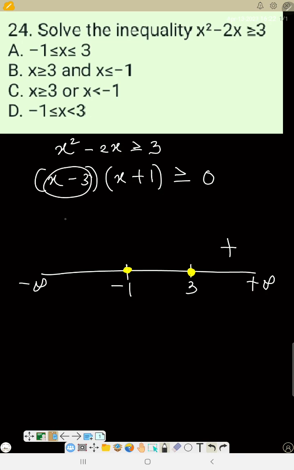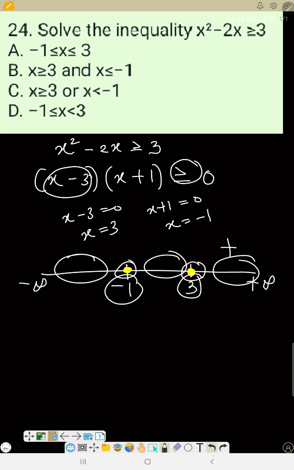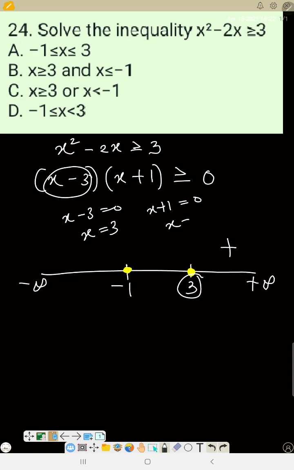Set this one equals 0: s minus 3 equals 0, s equals 3. Again, s plus 1 equals 0, s equals minus 1. So you have the two critical points. Because it's greater than or equal to 0, I'm shading the two circles. So I have three regions, here, here and here. Those three regions, you are going to test the numbers.